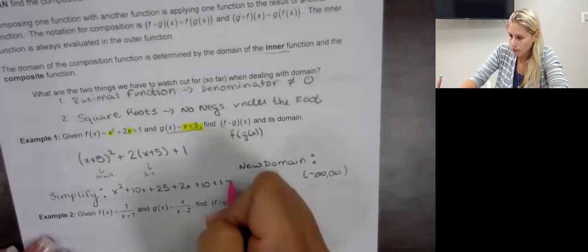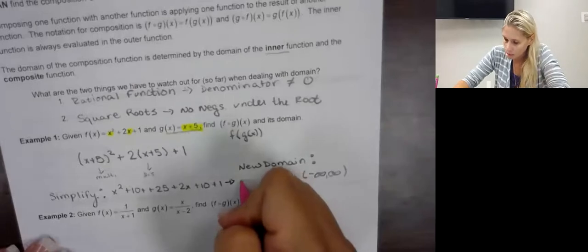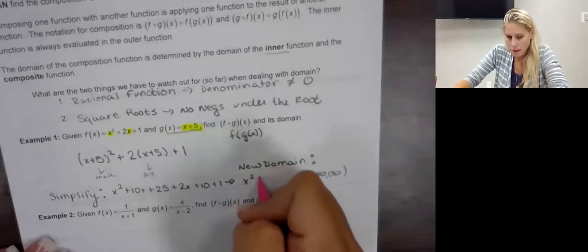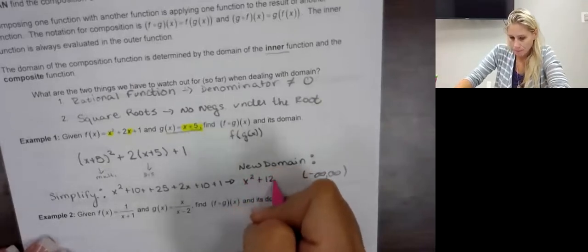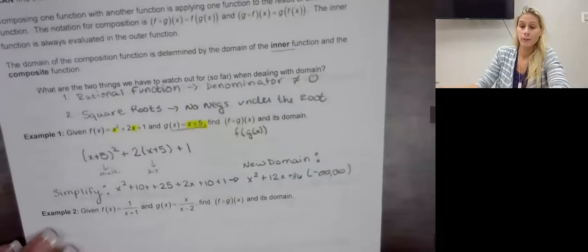And what am I going to do to make sure that I'm all done? I'm going to combine like terms, and I end up with x squared plus 12x plus 36. Again, this is quadratic. That's not one of our issues. So the domain is negative infinity to infinity.